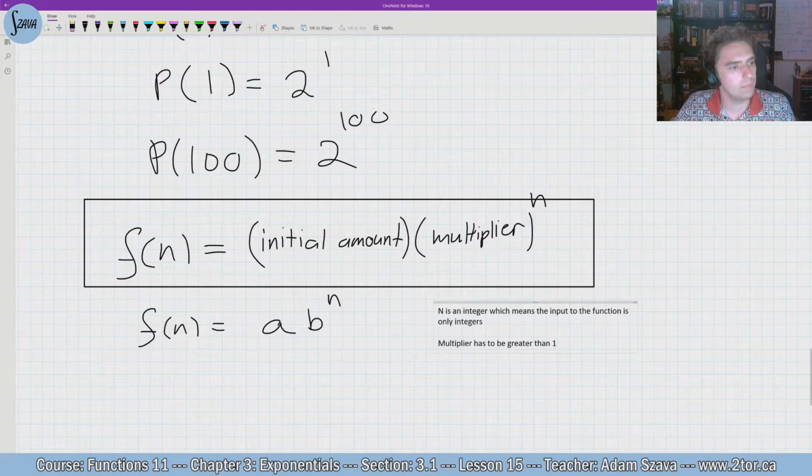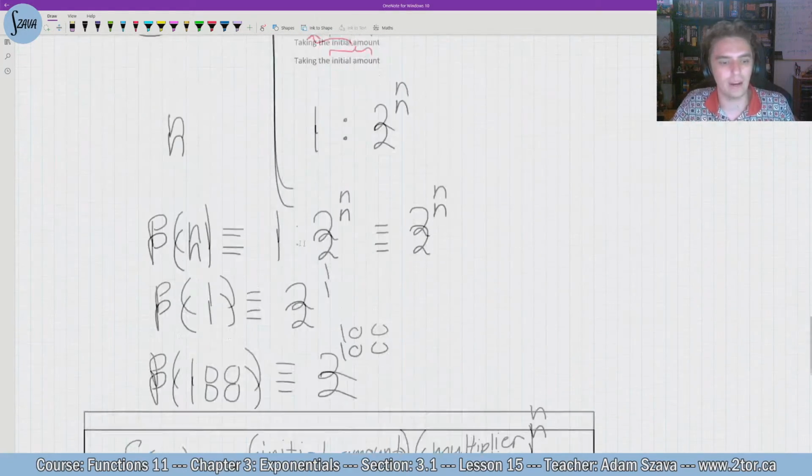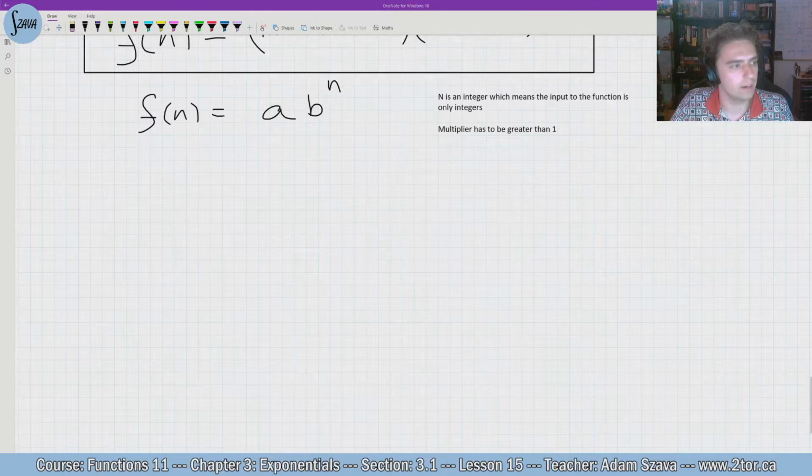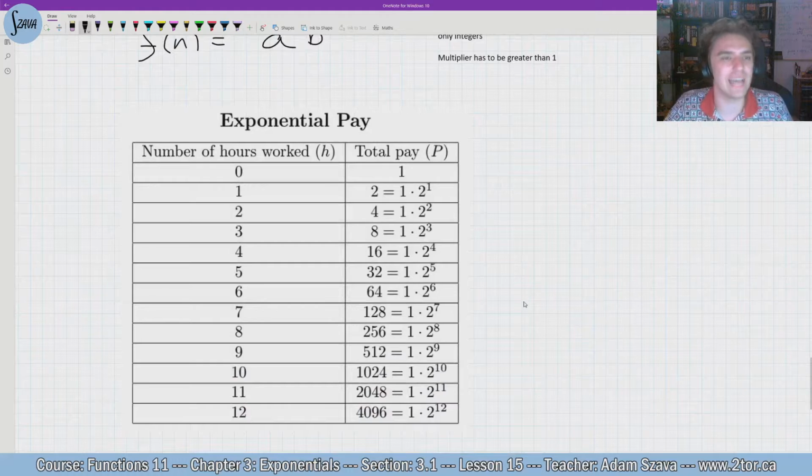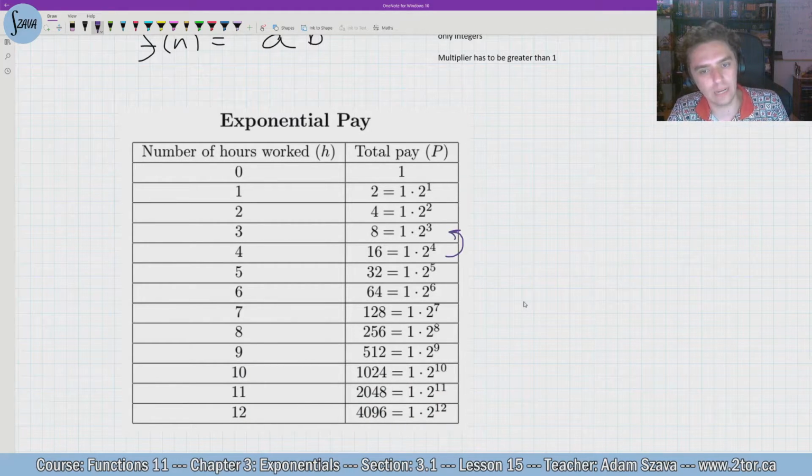Okay, now let's talk quickly about a break in the pattern here, right? You might expect, if you're going down, it's 1 times 2 to the 4. Going down is 1 times 2 to the 3. Going down is 1 times 2 to the 2. And then going down is 1 times 2 to the 1. Maybe you might guess that this should be 1 times 2 to the 0. But then what is 2 to the 0?